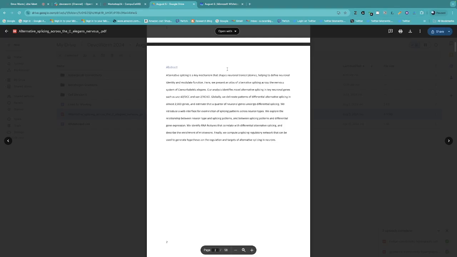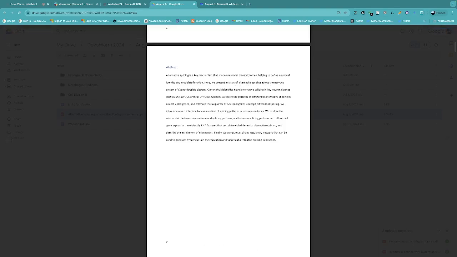So here we present an atlas of alternative splicings across the nervous system of C. elegans. Our analysis identifies novel alternative splicings in key neuronal genes. So you can identify key genes and those have a large effect, but then the splicings give it this sort of range of function that you wouldn't get by having duplicate genes that have distinct functions themselves.